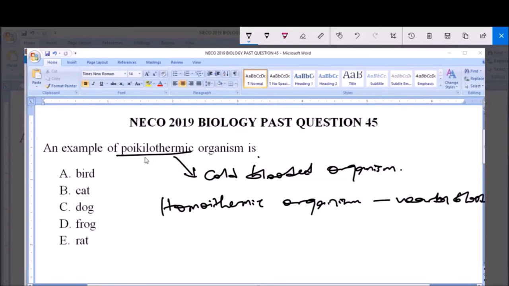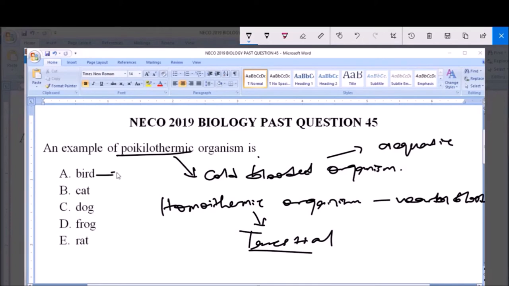Mostly poikilothermic organisms are organisms that live in what? They live in aquatic habitats. Mostly they live in aquatic habitats. Why, these homeothermic organisms are organisms that what? That live on land, in terrestrial habitats or arboreal habitats.